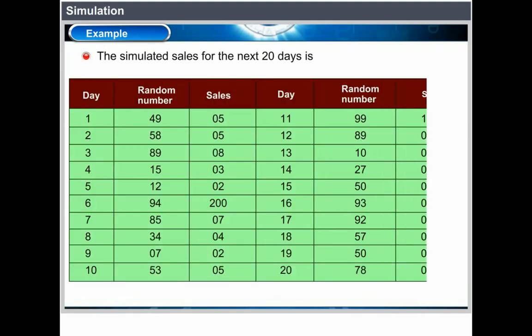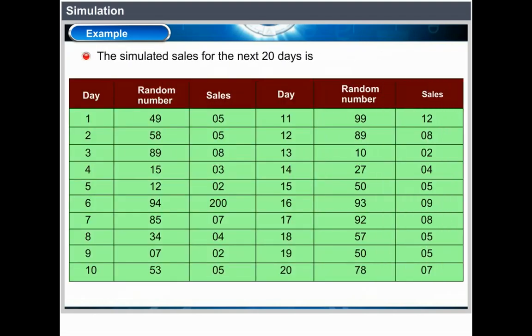After the table, again we have to draw the table for the simulated sales for the next 20 days, with day, random number, and sales.